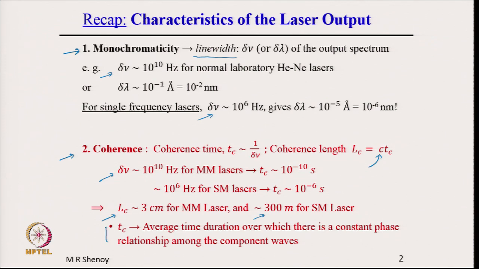Recall that T c is the average time duration over which there is a constant phase relationship among the component waves, and we say that the source is coherent.